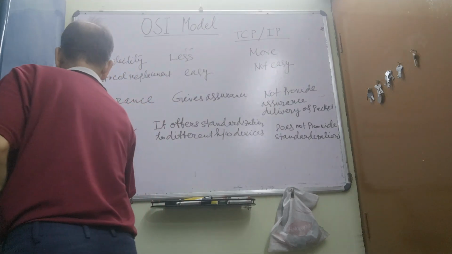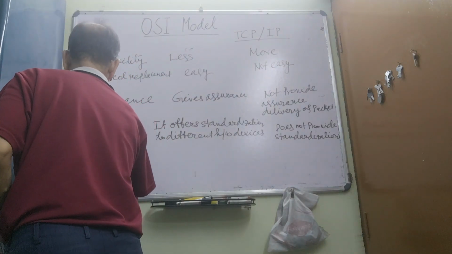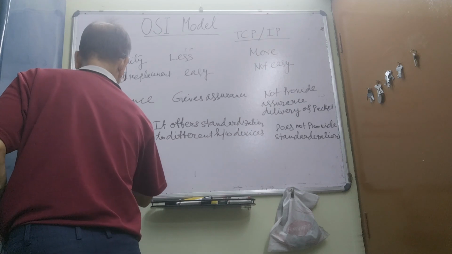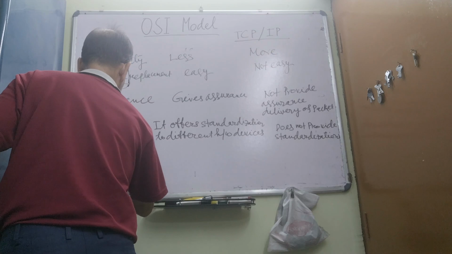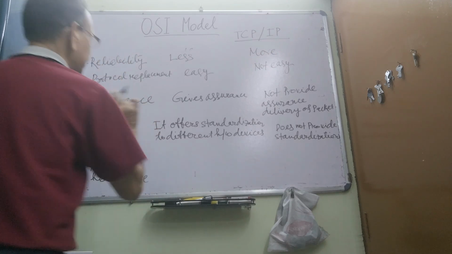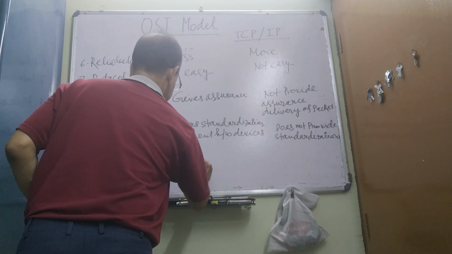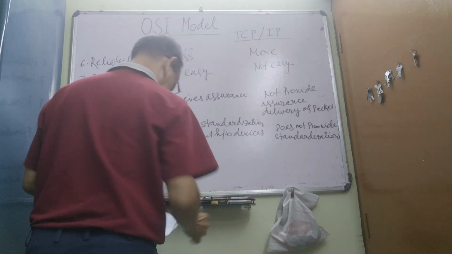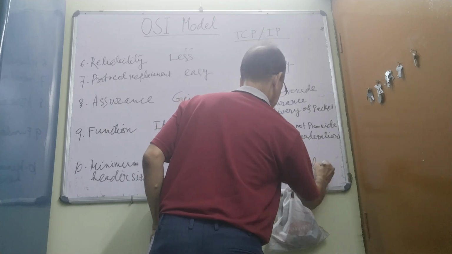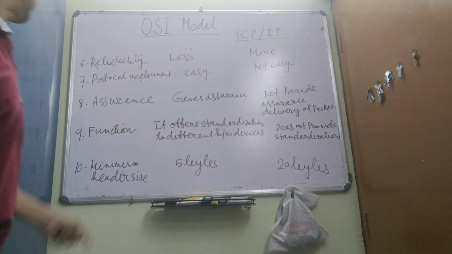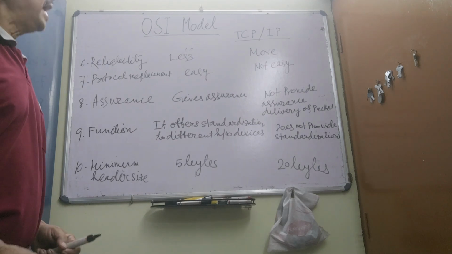And number 10, minimum header size. How much? 5 bytes here, and here it is 20 bytes. So these are the basic differences between the OSI model and the TCP model.